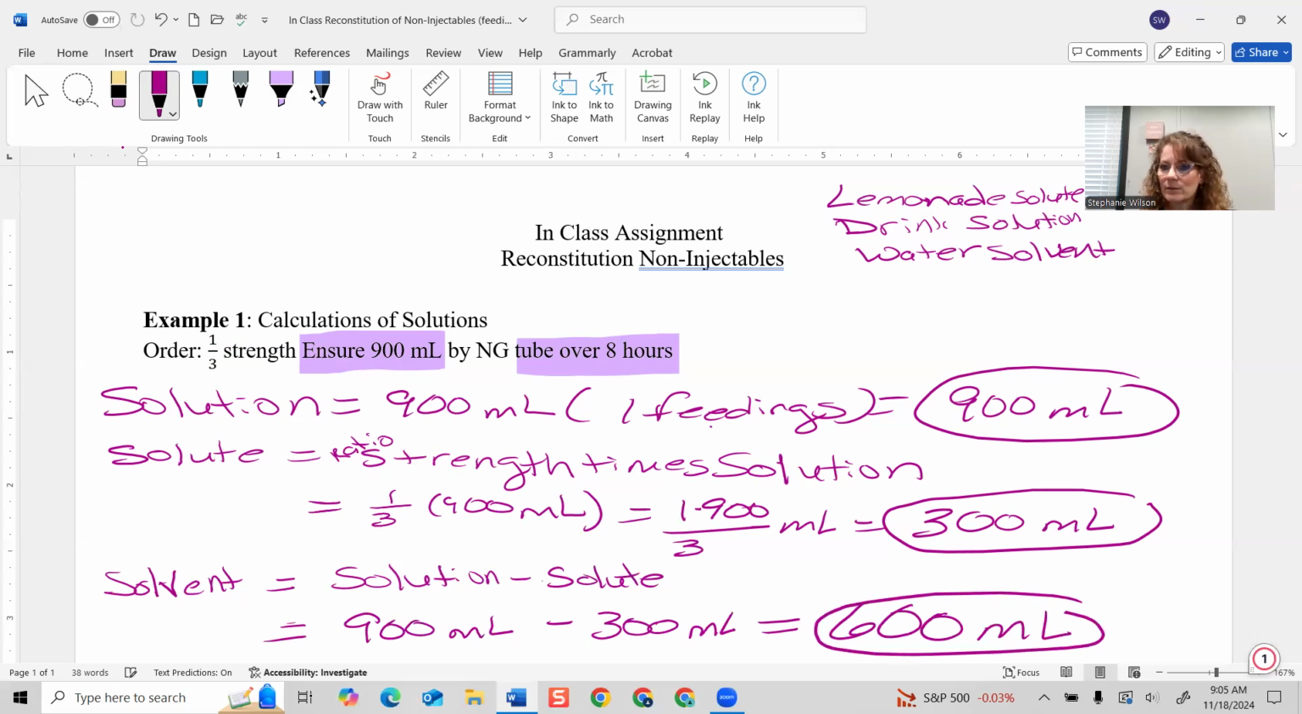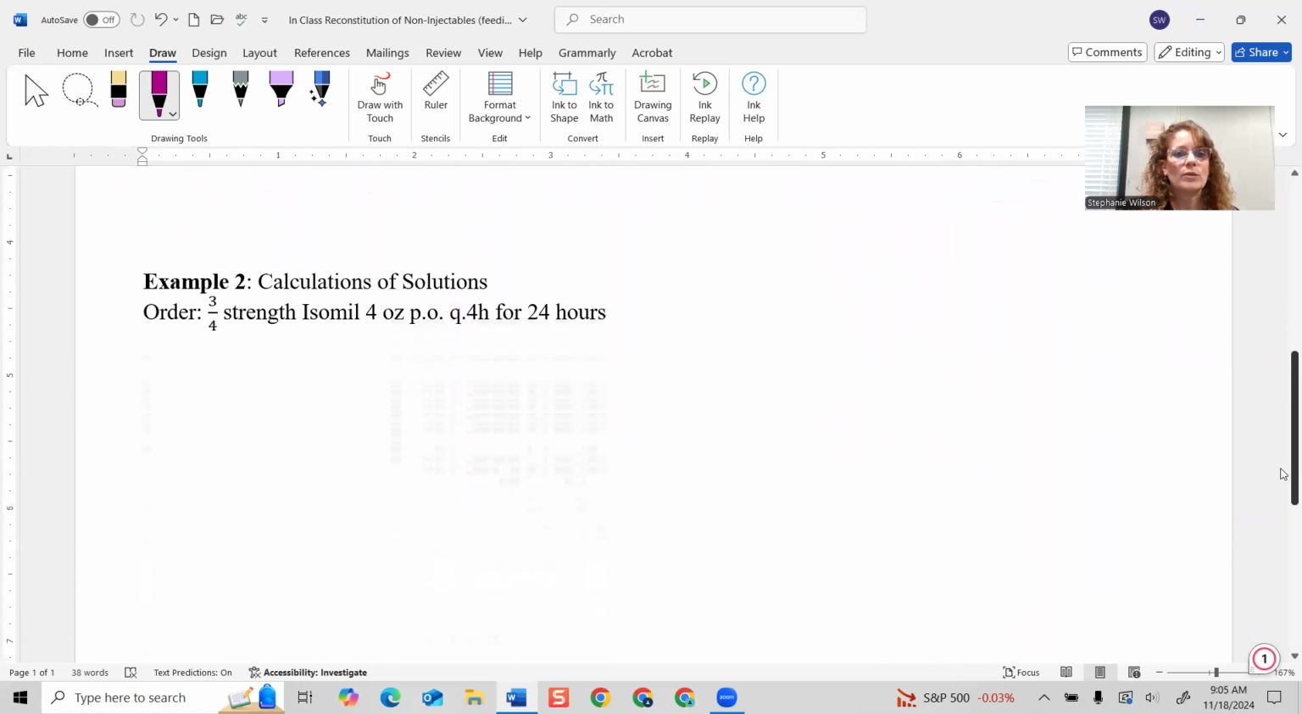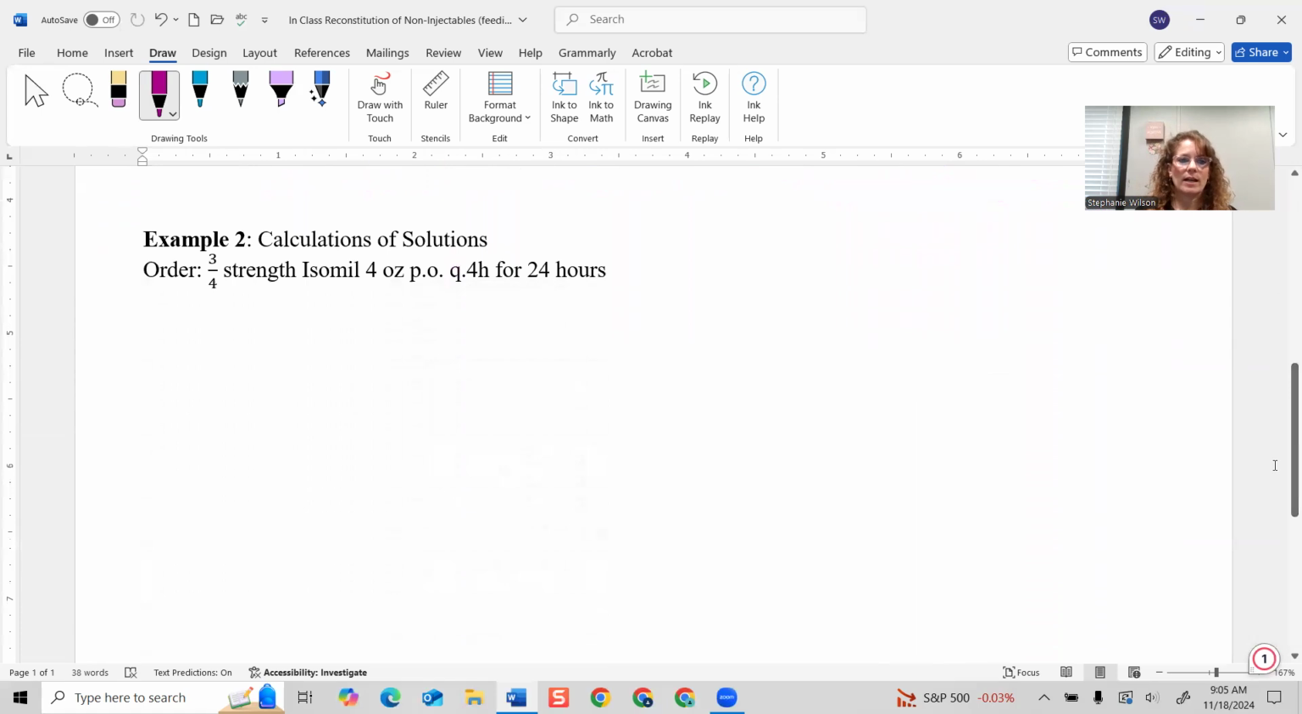So that is my answers for that one. I do want to do another example. I wanted you to see the difference in number of feedings. So in example 2 here, we have a 3/4 strength of this Isomil, 4 ounces by mouth. It says every 4 hours for 24 hours.